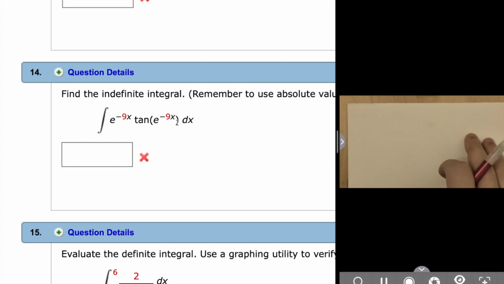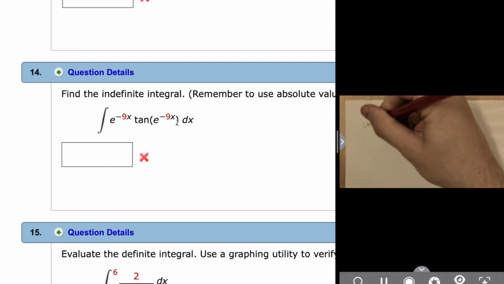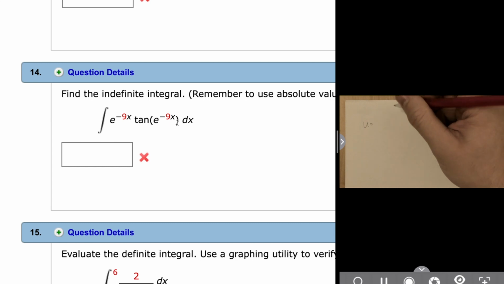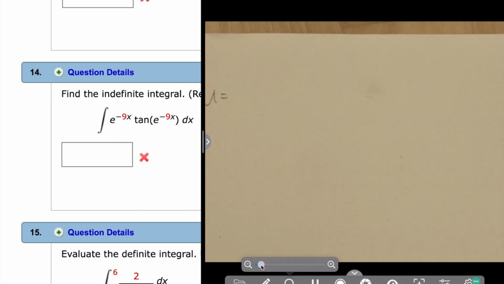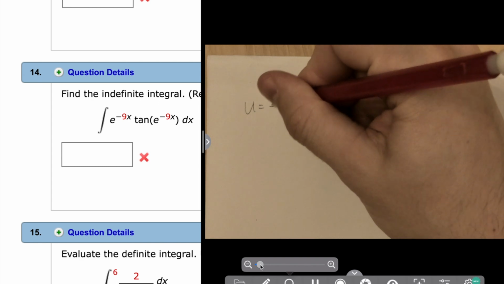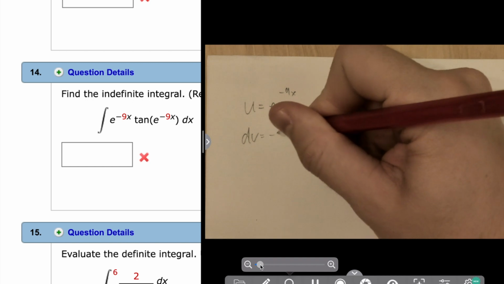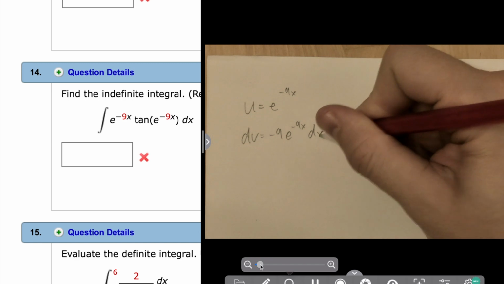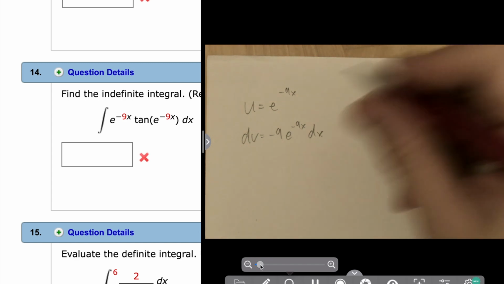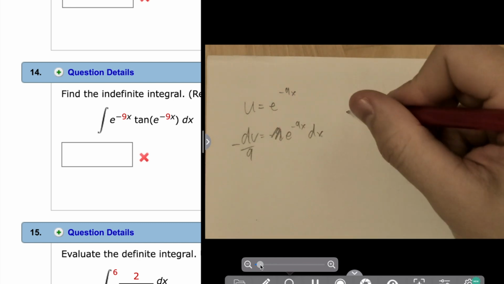When I integrate tangent, this is also like a u sub question. So the first thing is we're going to say, well, let's simplify the inside of tangent. So let's say that u is equal to e to the negative 9x, which means du must be negative 9 e to the negative 9x dx. So there we go. But again, there's no negative 9 out front, so we should probably divide that out.